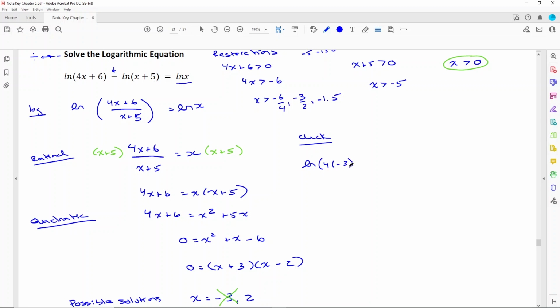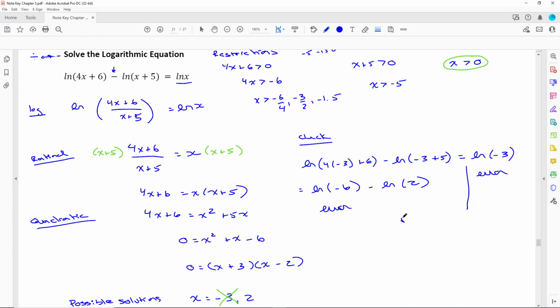4 times negative 3 plus 6 minus the ln of negative 3 plus 5. Does that equal the ln of negative 3? Well, right away, if I touch my calculator right here, I can see that this is error, right? Right away over here, I can see that this is the ln of negative 12 plus 6, which is negative 6, minus the ln of 2. Again, error. Error means that you are going to reject that solution.